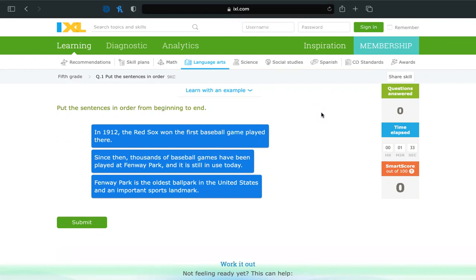First thing we're going to do is read all of the sentences, and then we're going to try and figure out what the author is trying to tell us, what the purpose is. Once we figure out the purpose, we can put the sentences in order. So let's go ahead and read this first one.